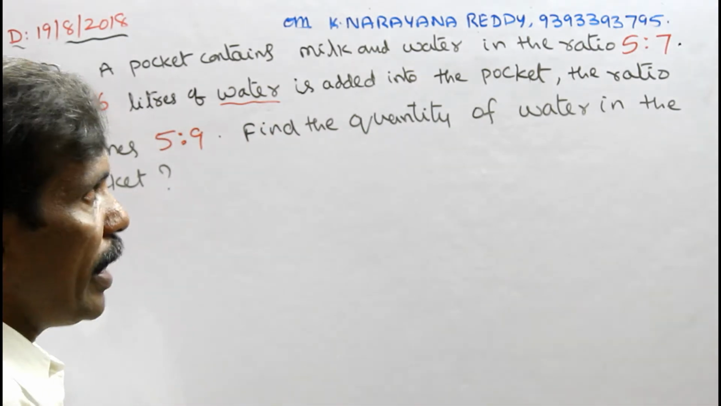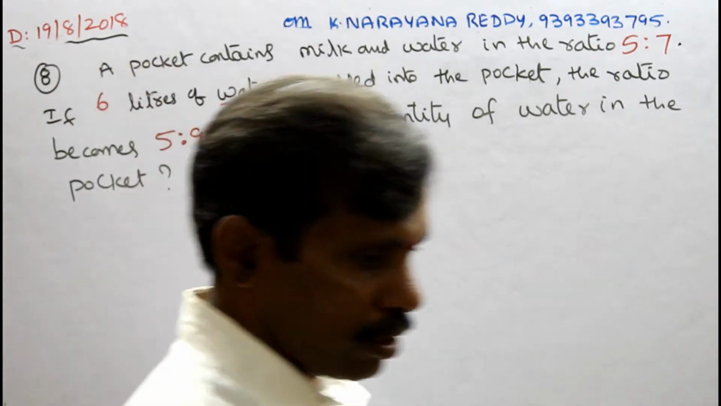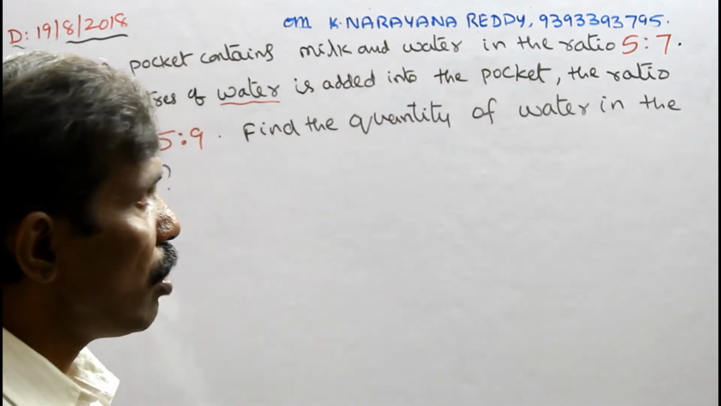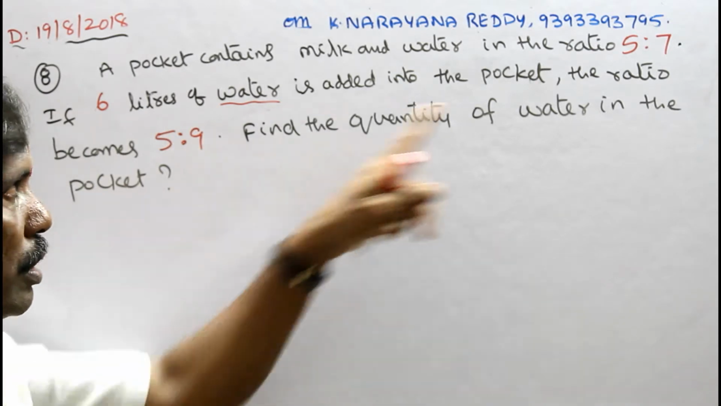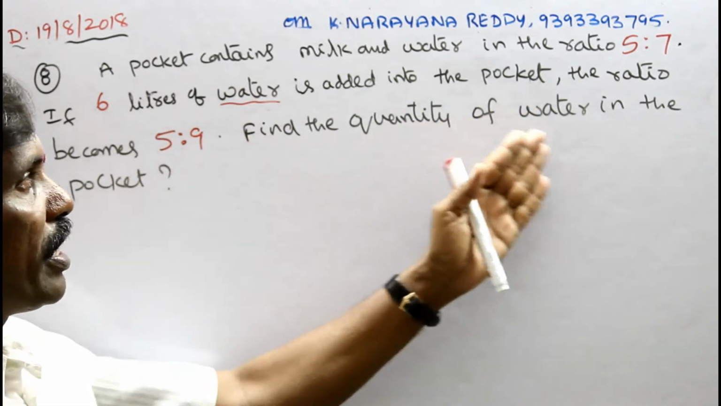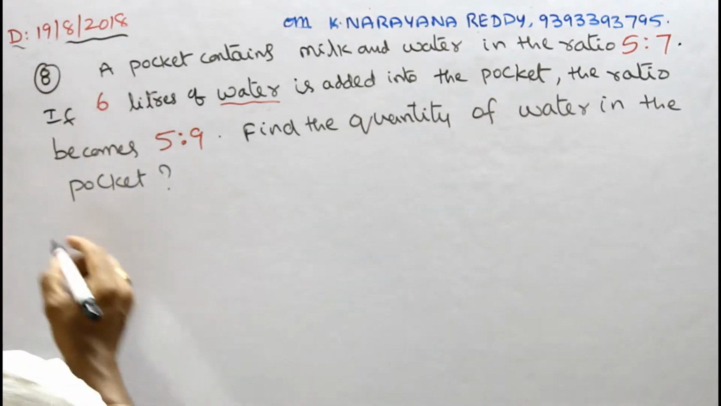So, you are adding the water. Only water, not milk. So, whenever you add the water, the ratio of water increases from 7 to 9, 2. So, milk is the same. But what is the quantity of water added into the pocket? That you have to find. Simple.